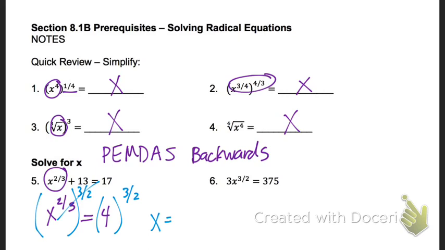How'd you get that? Because 2 times 2 is 4, so you have two 2's. You go small and then you go big. So square root of 4 is 2. 2 cubed is 8. Good.